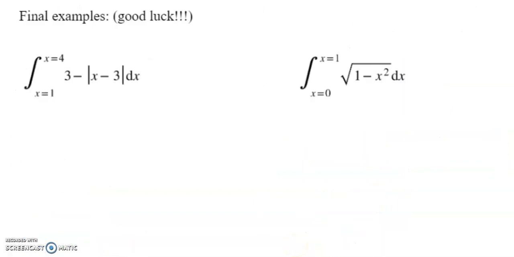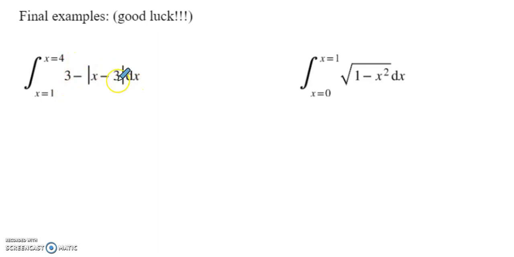So close. Final examples. Good luck. So what I want you to think about is you actually have done these examples without knowing the antiderivatives. And with absolute value, taking antiderivatives is a pain because you have to break that function up into its positive slope and its negative slope and where does it break and what happens and blah, blah, blah.